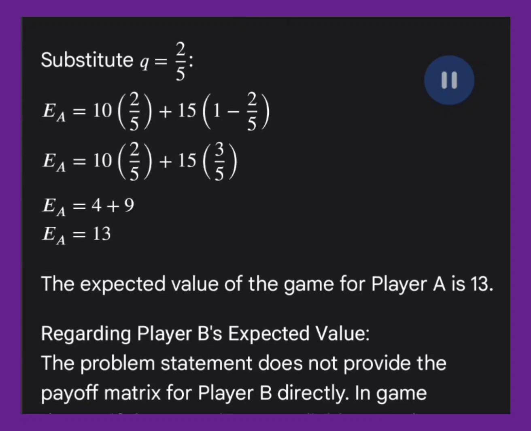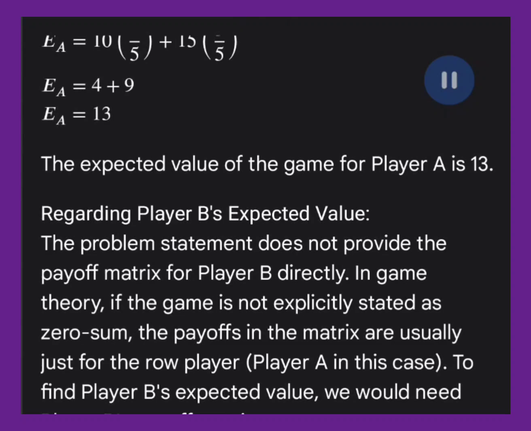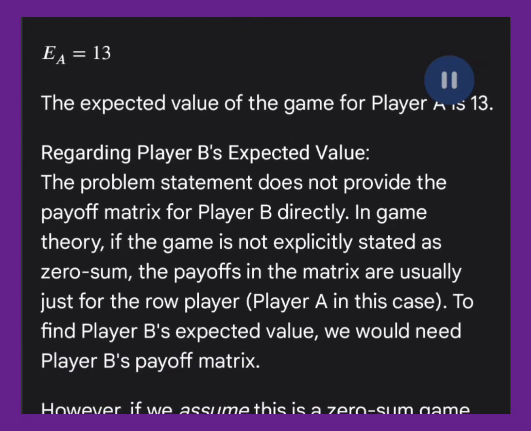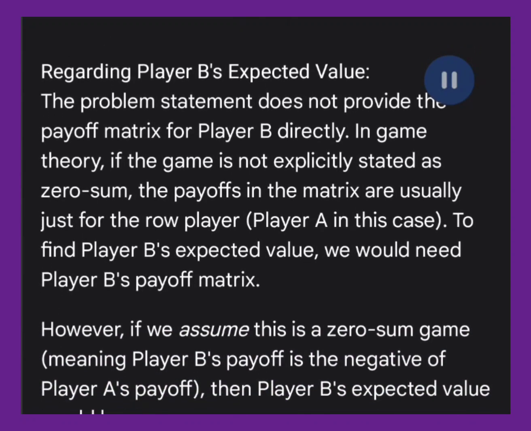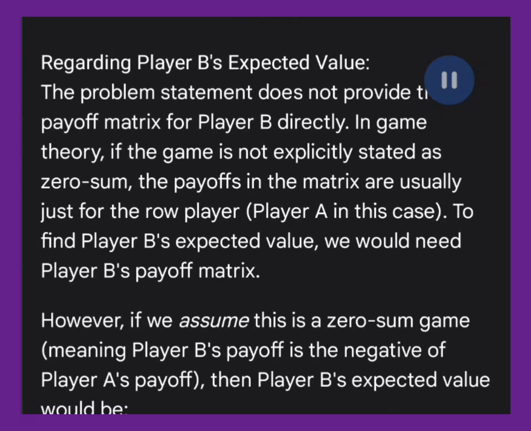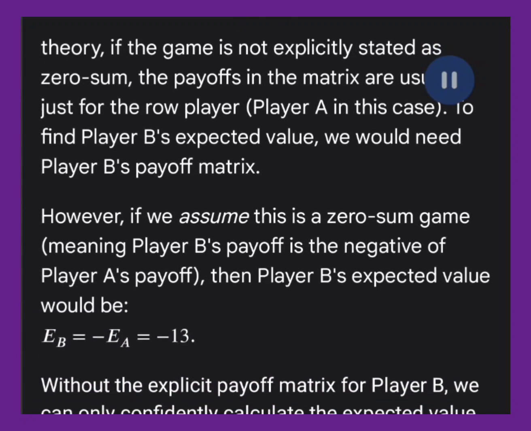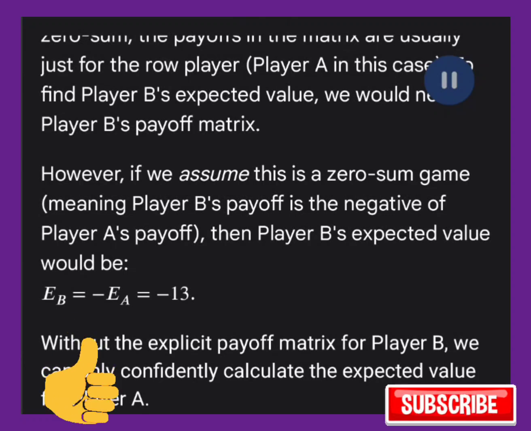Regarding player B's expected value, the problem statement does not provide the payoff matrix for player B directly. In game theory, if the game is not explicitly stated as zero-sum, the payoffs in the matrix are usually just for the row player, player A in this case. To find player B's expected value, we would need player B's payoff matrix. However, if we assume this is a zero-sum game, meaning player B's payoff is the negative of player A's payoff, then player B's expected value would be EB equals minus EA equals minus 13. Without the explicit payoff matrix for player B, we can only confidently calculate the expected value for player A.